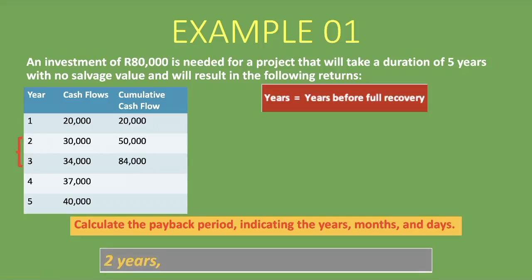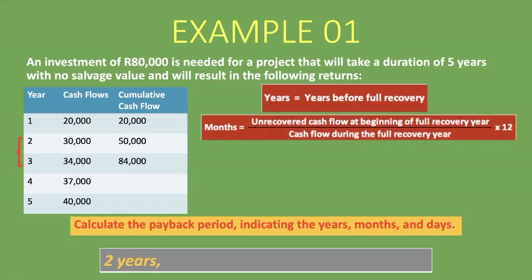Now we are looking for the months and the days. So let's do the months first. What is our formula? Well, this is the one that we showed when we looked at our formulas. It's the unrecovered cash flow at the beginning of full recovery year divided by cash flow during the full recovery year times 12 months. So what is the unrecovered cash flow at the beginning of full recovery year? Well, like I mentioned, the full recovery year is the year where we completely recover our initial investment, and that is year 3.